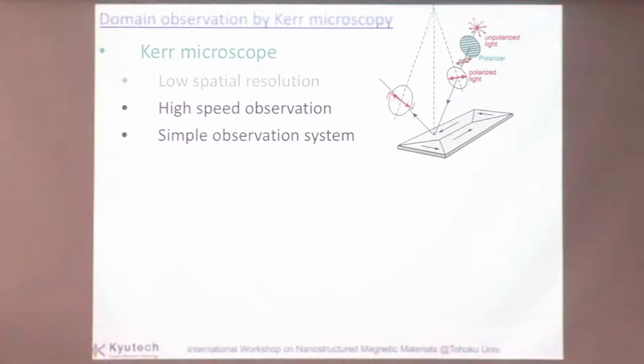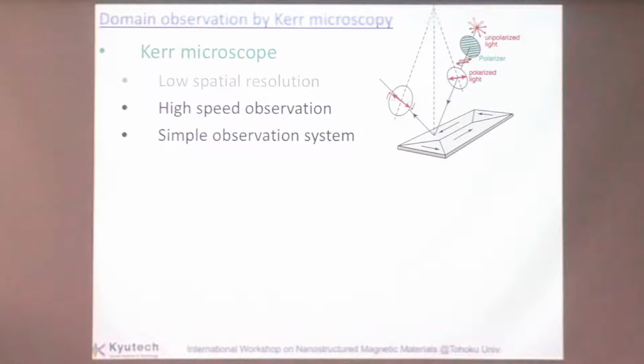And my observation method is a Kerr microscope. The Kerr microscope uses the magneto-optical effect, the interaction between polarized light and the magnetization. The spatial resolution of the Kerr microscope is not so good, about a few hundred nanometers. But the advantages of the Kerr microscope are, for example, high-speed observation and a simple observation system.